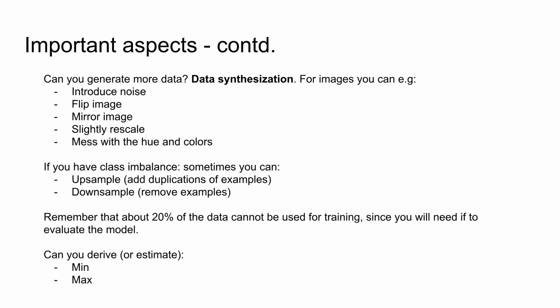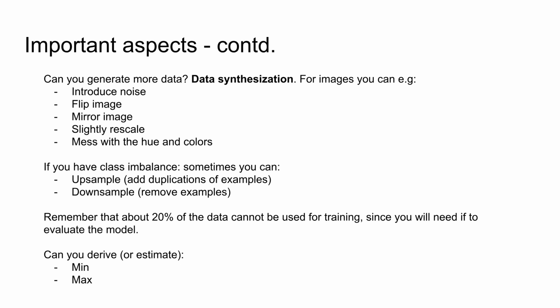And also, especially with images, you can most of the time do a lot of data synthesization. So, for example, you can create more data from the data that you already have, and you can introduce a little bit of noise, and it'll also become more robust to the real-world example. So I suggest you do this. Also, you can flip the image, mirror it, rescale it a little bit, and mess with the hues and colors, and that way you'll get more data.